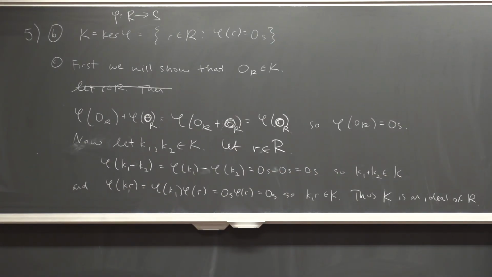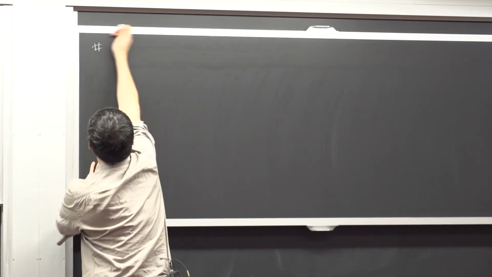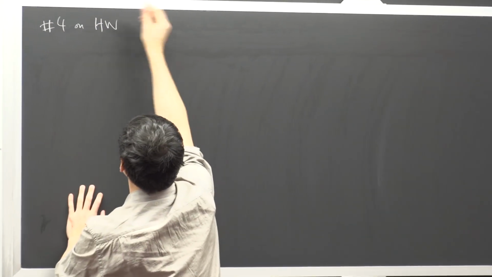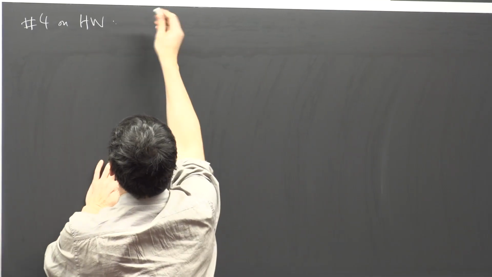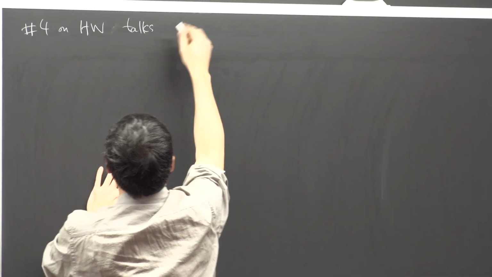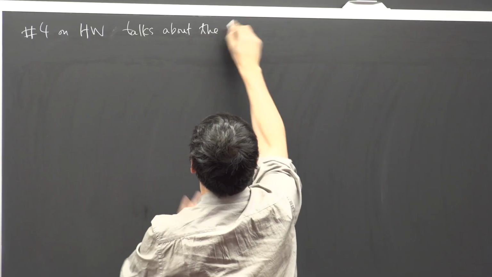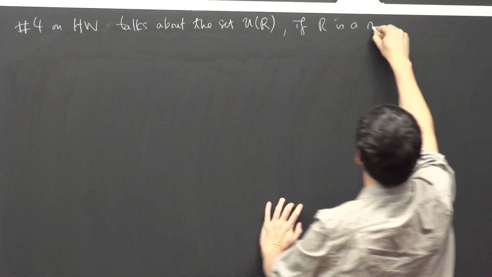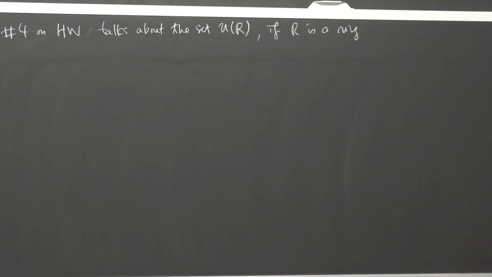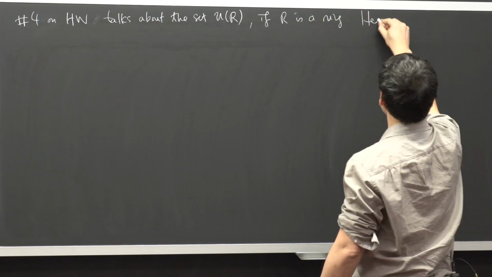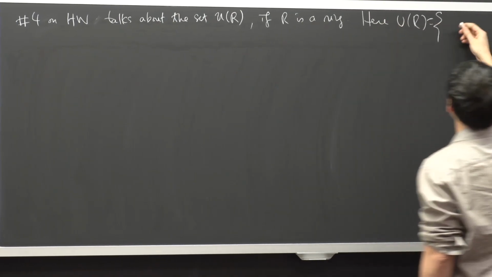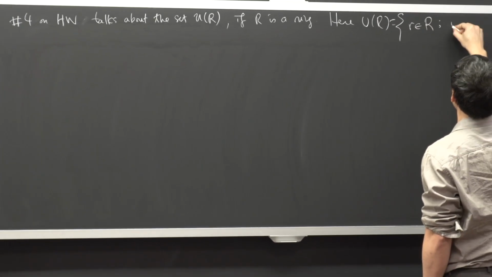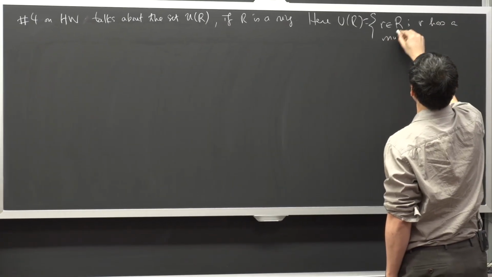So let's talk a little bit about these. Number 4 on your homework is something that you have to LaTeX up on your own. It talks about this thing called the set U of R, if R is a ring. Again, we're assuming that R is commutative and unital. U of R is the set of all r in R such that r has a multiplicative inverse.